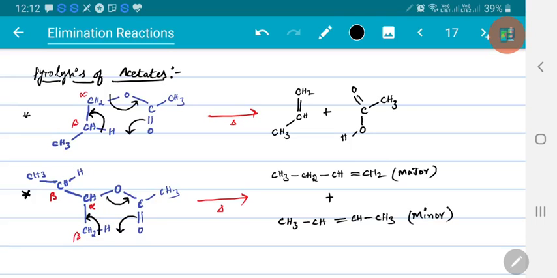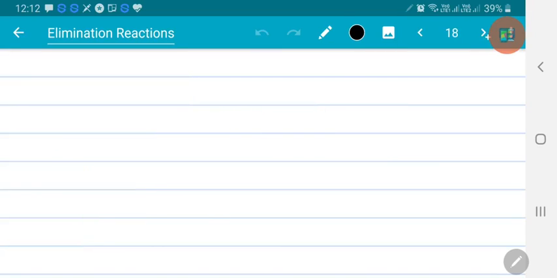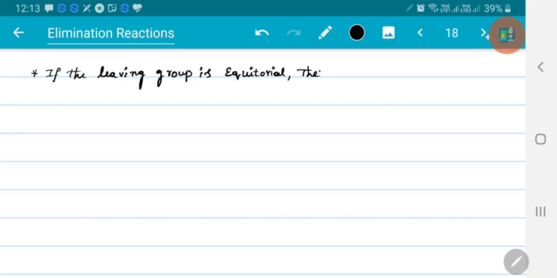Right? Now if it is a cyclic system, how does it occur? Remember, in case of cyclic systems, if the leaving group is equatorial, there is a possibility for two products.